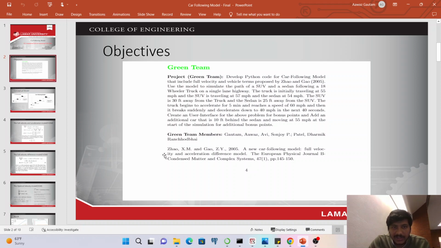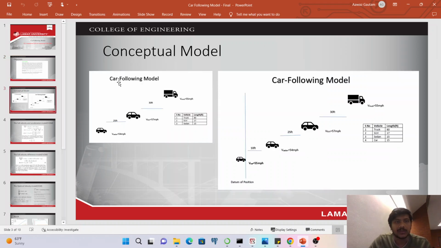There is a reference for this, Zhao and Gao's paper, from where we can find the equation of this car following model. This is the conceptual model of the car following model, and this is for our bonus point. We took these values from the web, where truck length is 80, SUV length is 17, sedan is 15, and the other car is 15.